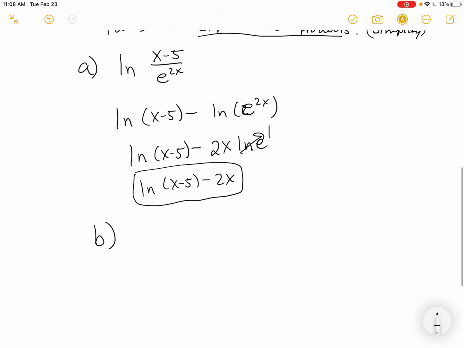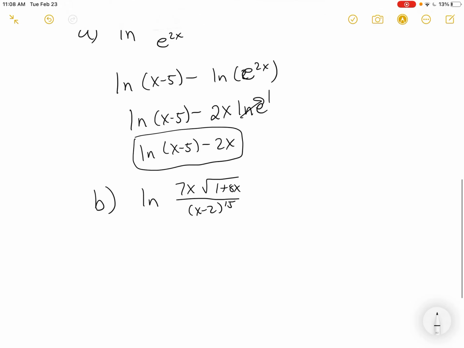And I just chose a few here. Same directions. ln of 7x times the square root of 1 plus 8x all over x minus 2 to the 15th power. So what is that? Well, that's the ln of 7x times the square root of 1 plus 8x minus ln of x minus 2 to the 15th power.